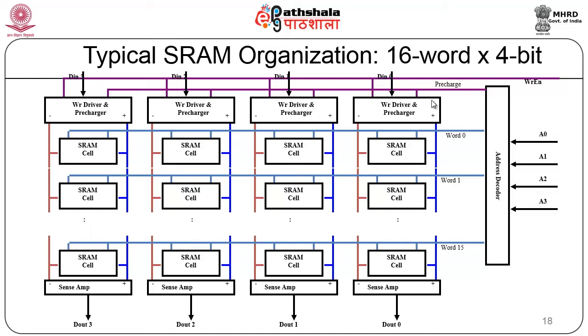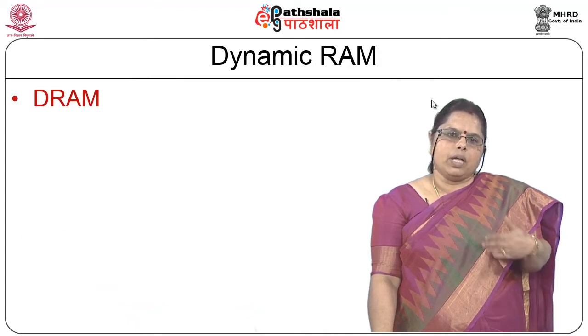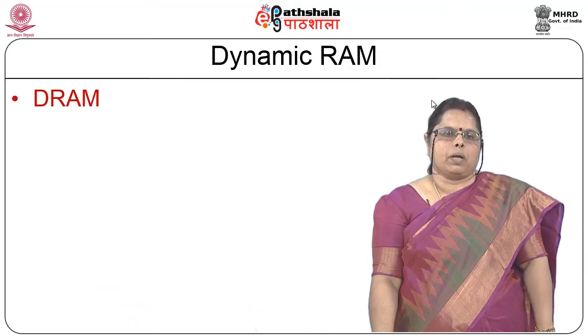One of the words gets selected for a read operation, and you can see the sense amplifiers that have been shown here. The sense amplifiers will detect the change, and that will be transmitted as a 0 or a 1 on your data output lines D out 0 through D out 3. So, that is the typical organization. If you are looking at bigger size memories, you can simply expand it.